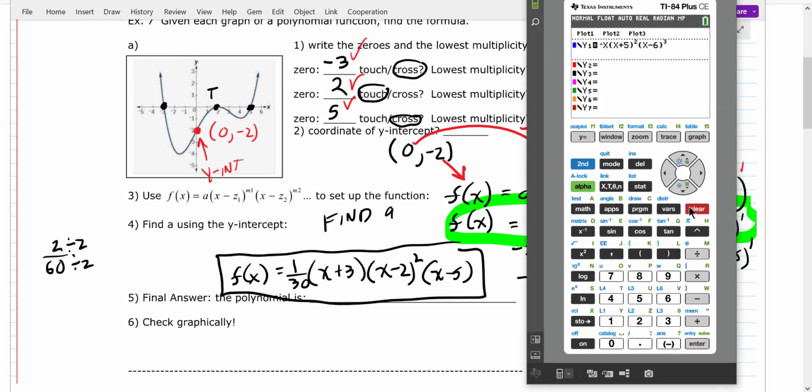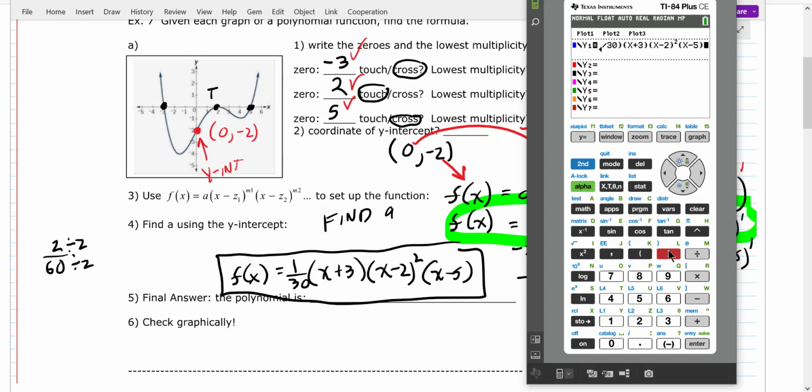So what we're going to do is you want to just press y equals and be sure this 1/30th goes in parentheses. Anytime you've got a fraction, that has to be in parentheses. And then just put the rest of it in. You would have x plus 3. You can leave off the first power. Then you would put in x minus 2 to the second. Okay, then you would put in x minus 5, like that.